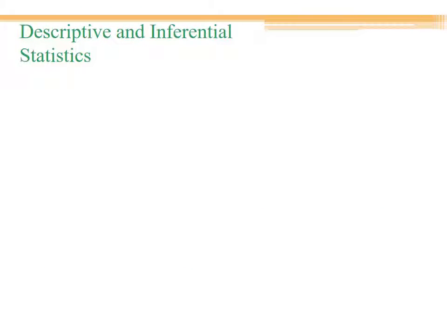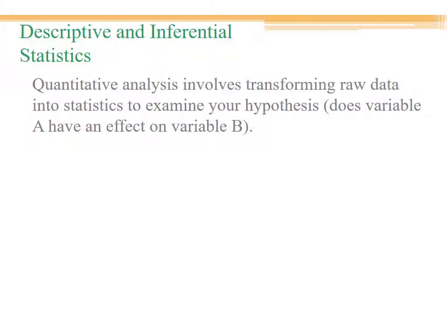So to answer your quantitative research question, you collect your data, such as experiments or surveys. And then your quantitative analysis means transforming this raw data, the information you received from your questionnaire, for example, into statistics to examine or to answer your hypothesis. So does variable A have an effect on variable B? Does sports participation have an effect on academic achievement? So this means transforming that data into numbers. Once we have those numbers, we can use statistics.